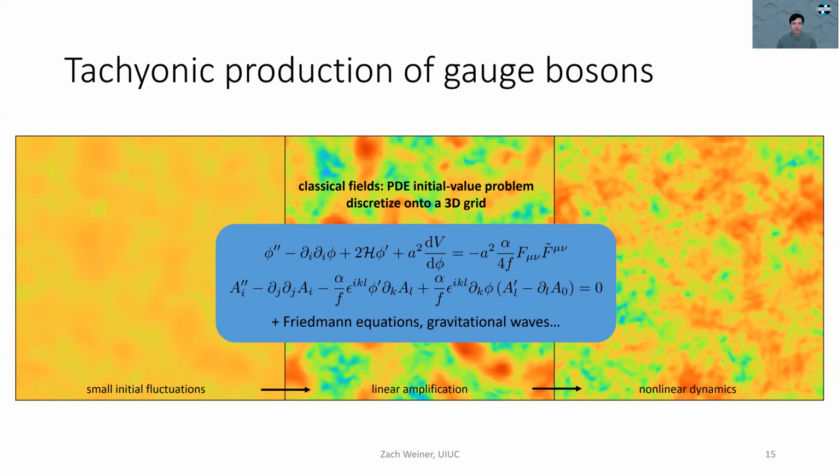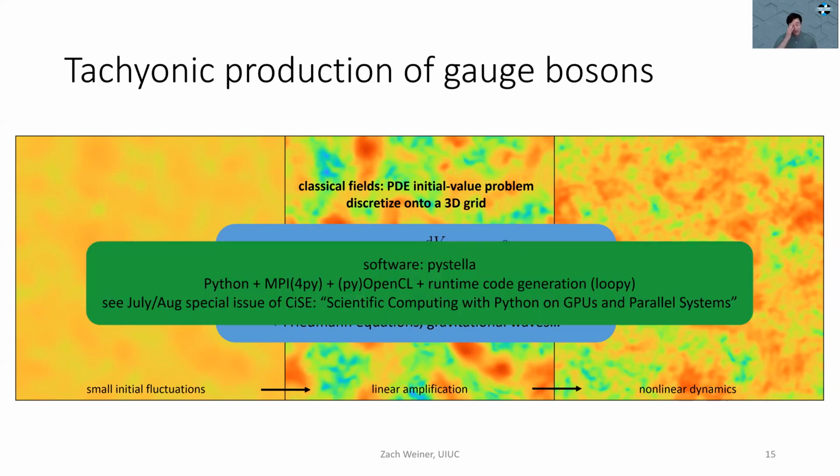and we evolve those in time along with the expansion of the universe and, as I mentioned earlier, gravitational waves. Now the software that I developed throughout my PhD is a Python package I called PyStella. Don't ask about the name. There's not really a good reason for it. It's parallelized with MPI, and it's accelerated with PyOpenCL, so it can run on GPUs or CPUs or pretty much whatever you want. And I decided to make use of a really nice, fantastic runtime code generation framework called Loopy.